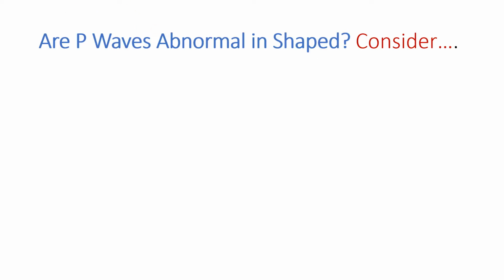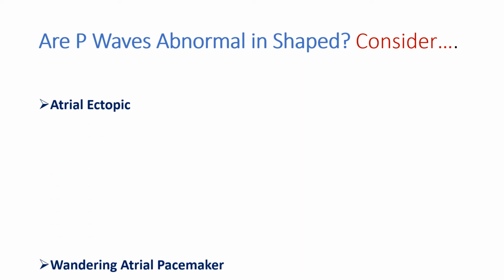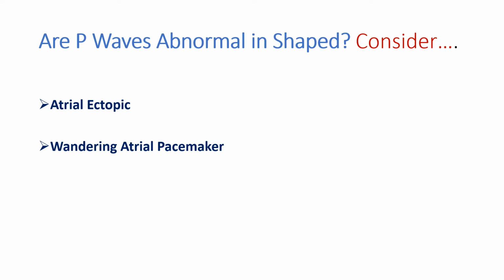Up to now, we discussed absent P waves and intermittently absent P waves. Let's discuss abnormally shaped P waves. Okay, are P waves abnormal in shape? If so, these things should come to your mind: atrial ectopic, wandering atrial pacemaker, and multifocal atrial tachycardia.